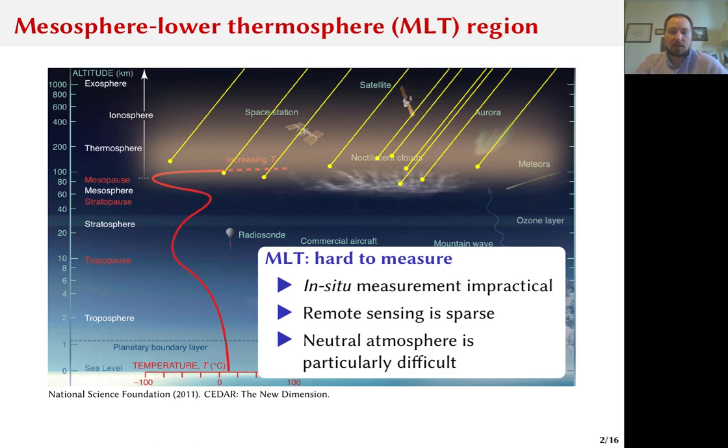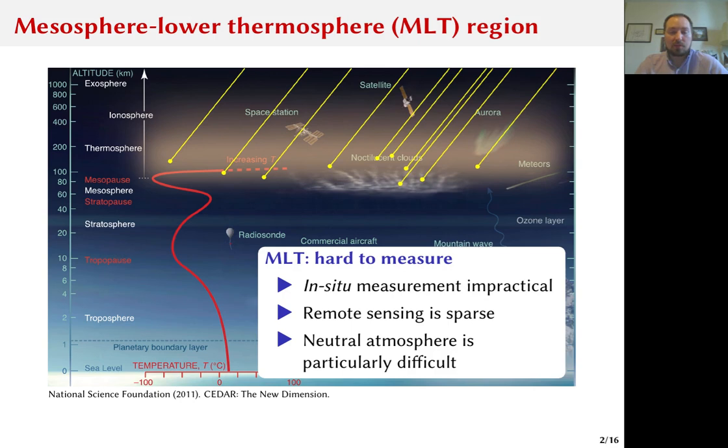to a lot of CEDAR scientists, because we care about the mesosphere and lower thermosphere region, or MLT region, but it is hard to measure because in situ measurement is often impractical. It is too high for aircraft and balloons, but too low for spacecraft, so really our only options are rockets, which are expensive and infrequent. Remote sensing, which does exist, is unfortunately very sparse. It doesn't have great coverage temporally or spatially.